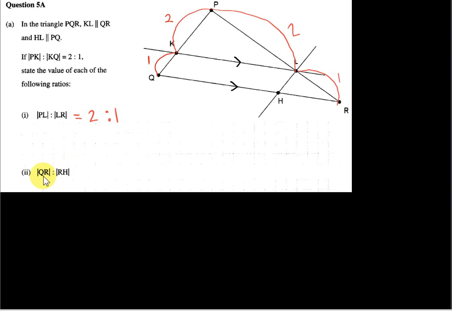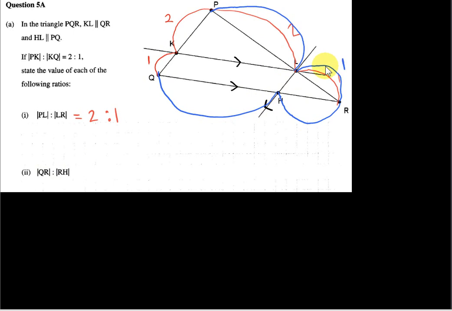Now we want the ratio QR is to RH. Now we have this line here drawn parallel to this side of the triangle. So we know that if we take this distance here and divide it by this distance here, we'll get the same result if we divide this distance by this distance here.